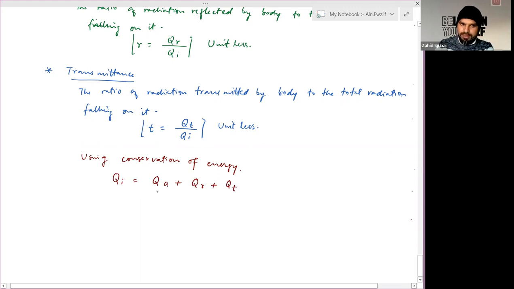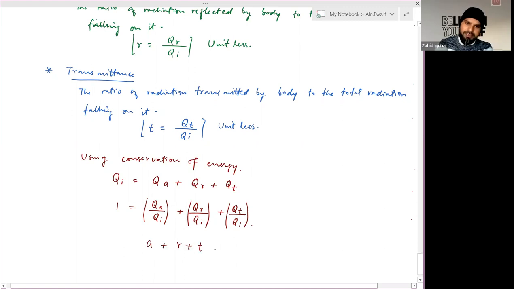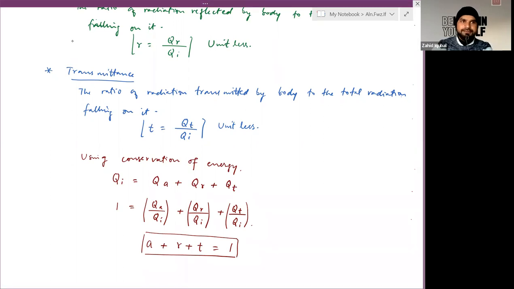Now, if we move this Qi to the right side, you're left with 1 equals Q absorbed divided by Q incident, plus Q reflected divided by Q incident, plus Q transmitted divided by Q incident. These different ratios are nothing but absorptance, reflectance, and transmittance. So we can say A plus R plus T equals 1. Ifra, is it clear? Yes, sir.